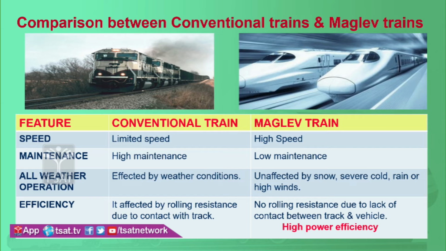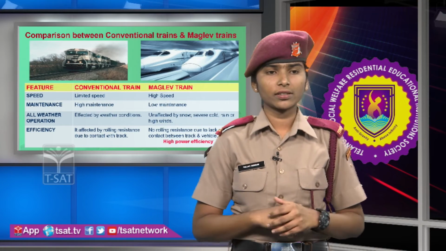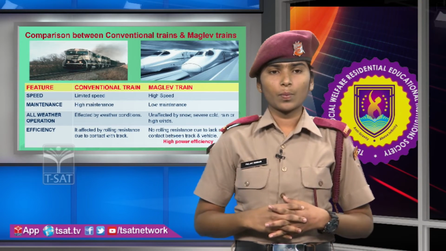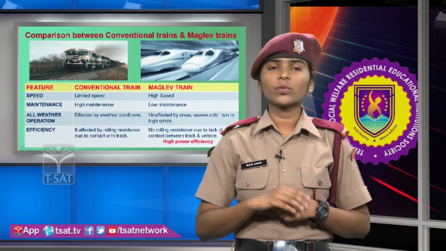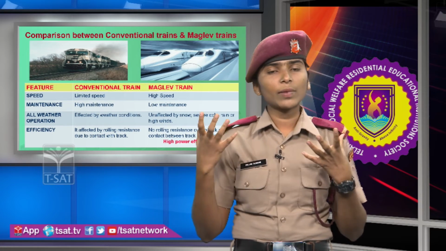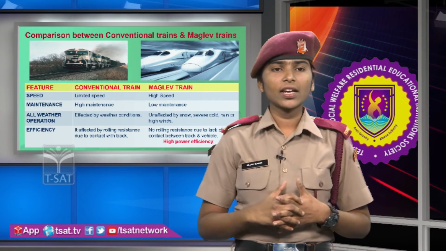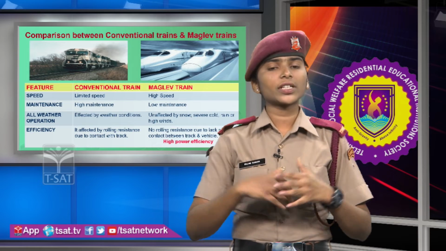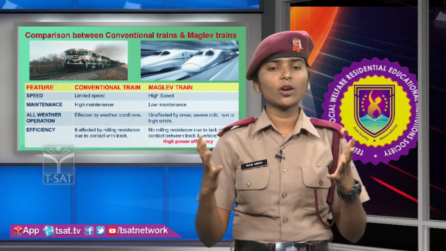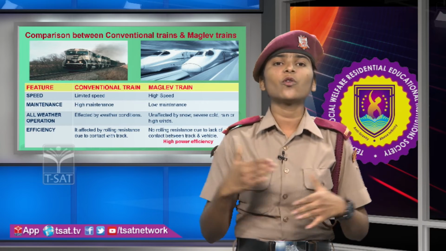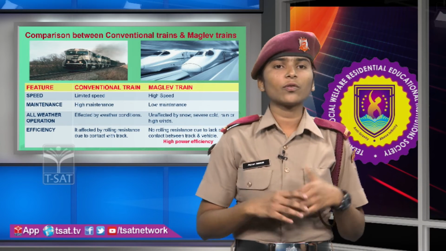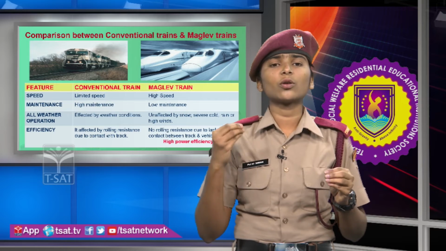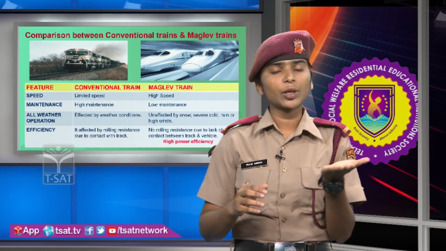Next, coming to maintenance: there is low maintenance in maglev trains and high maintenance in conventional trains. All weather operations. Conventional trains are affected by weather conditions, such as severe cold and rain, and they also emit pollution. Next, coming to maglev trains, they are unaffected by severe cold, snow, rain or high winds. The fastest trains move fast irrespective of weather. So this is good: maglev trains are less susceptible to weather.